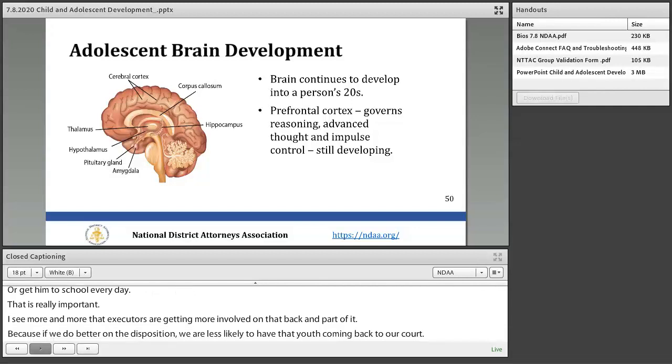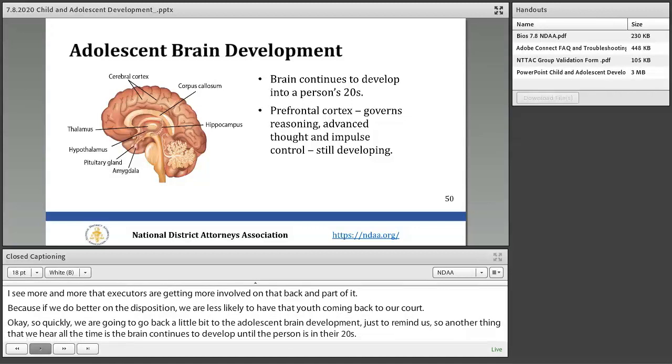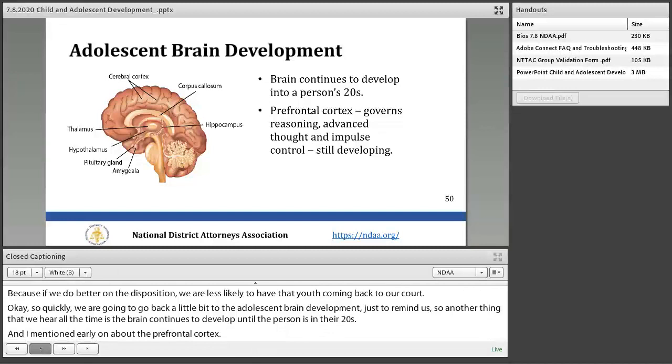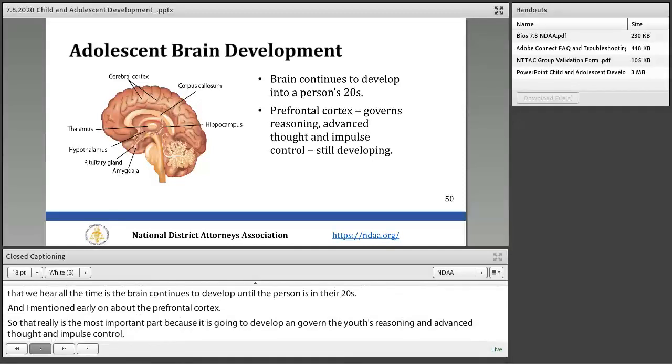Okay, so quickly we're going to go back a little bit to the adolescent brain development just to remind us. Another thing we hear all the time is the brain continues to develop until the person's in their 20s. And I mentioned early on about the prefrontal cortex. That's really the most important part, because it's going to develop and govern the youth's reasoning and their advanced thought and impulse control. In the teens, it is still developing, and the brain research tells us that it is developing until the 20s.